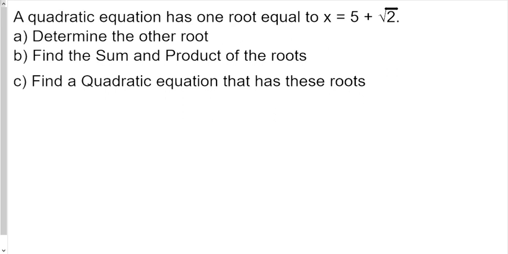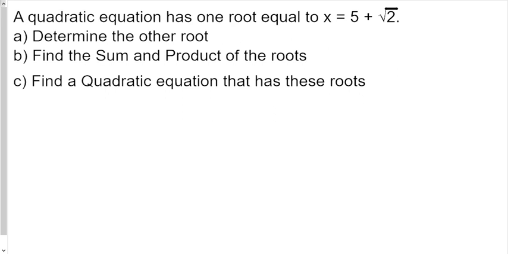This time around, we have a quadratic equation that has one root equal to 5 plus square root of 2. And there are three parts to this one. First one, determine the other root. Second part, find the sum and product of the roots. And the third part is to find a quadratic equation that has these roots. All relate to each other, and we begin with trying to find this other root.